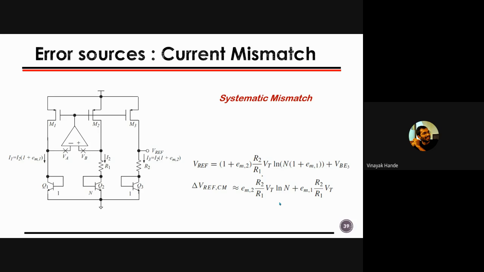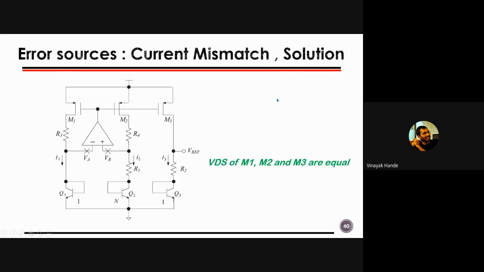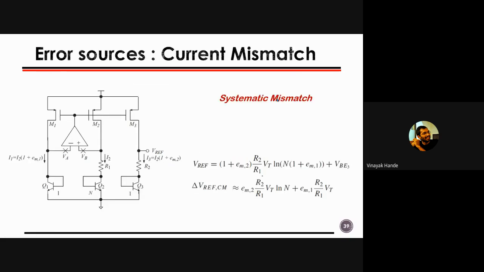Okay. Another thing which causes mismatch is systematic mismatch, and this systematic mismatch is no longer acceptable in any kind of design where mismatch is a concern, right? Why is this systematic mismatch coming? You can say that the sources of M1, M2, M3 are connected to exactly the same potential, and the gates are also connected to the same potential for all three. Then why is mismatch occurring?